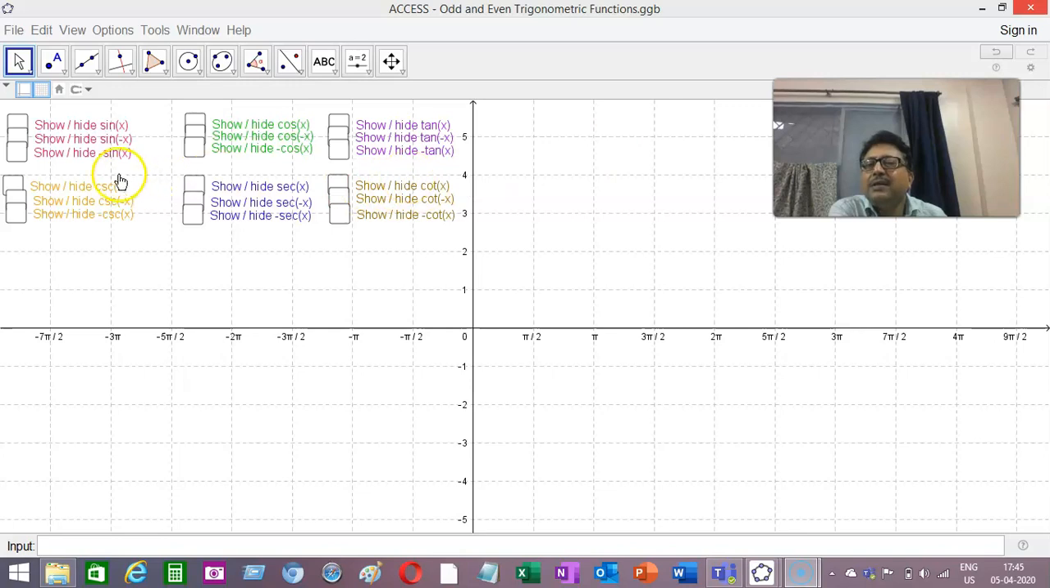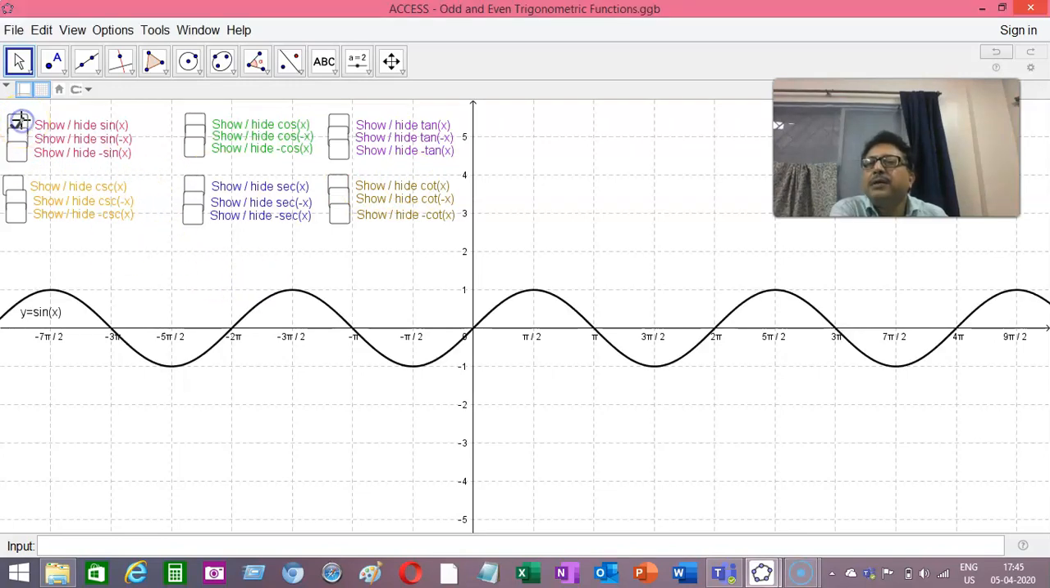Let us start first. For sin x, I am using this folder. See, sin x graph I have got. It is passing through the points minus pi, pi, 2 pi, 3 pi, 4 pi, like this. It is passing through 0 also, because you know sin x is equal to 0 when x equal to 0, pi, 2 pi, like this.